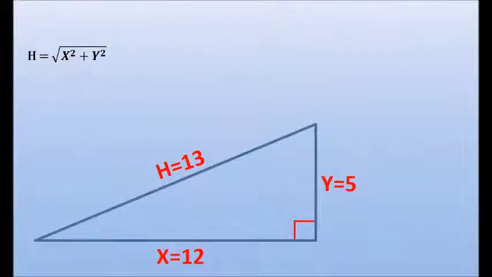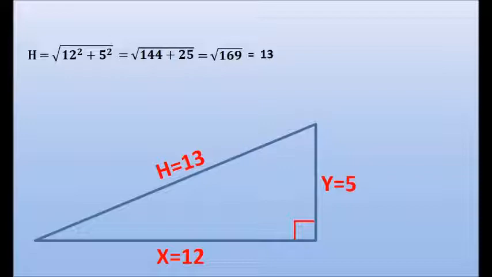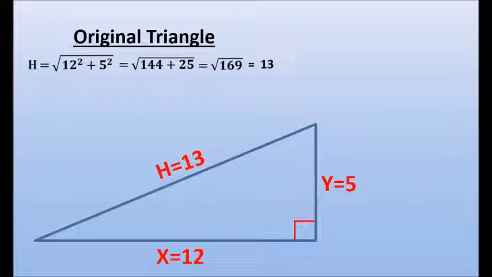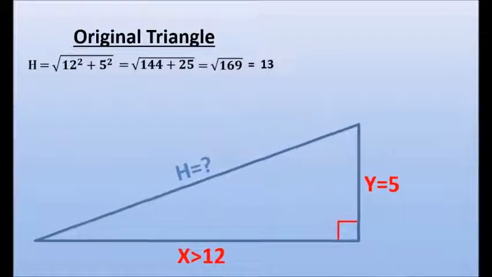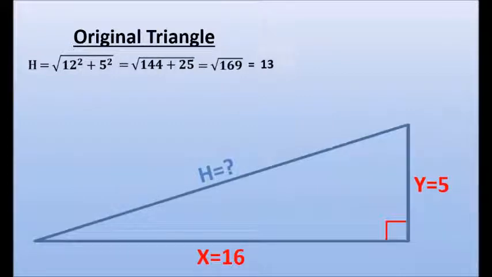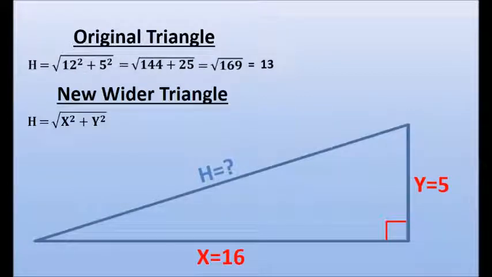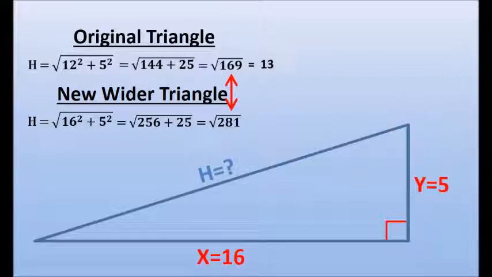Now, let's see if the Pythagorean theorem is working as expected here. Plugging in the numbers, we get the square root of 12 squared plus 5 squared, which is the square root of 169, which equals 13. So this is our original triangle. We now increase x from 12 to 16, like this. That changes our equation to this. Notice how we're squaring 16 instead of 12 now. Clearly, 16 times 16 is larger than 12 times 12.